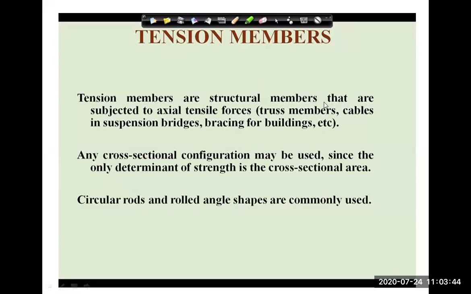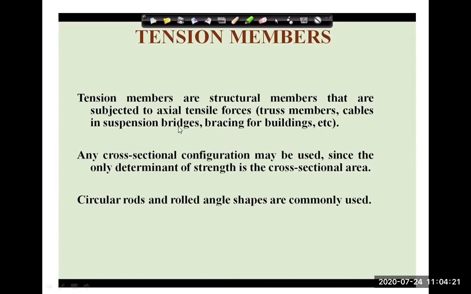Okay, so structural members that are subject to axial tensile force. Which types of force come on a structural member? Various forces are there: tensile force, compressive force, shear force, bending force, and many more. Torsion force is there, so due to torsion force, torsional moment will occur. Due to bending force, bending moment will occur. Due to shear force, there may be shear force or other moments.